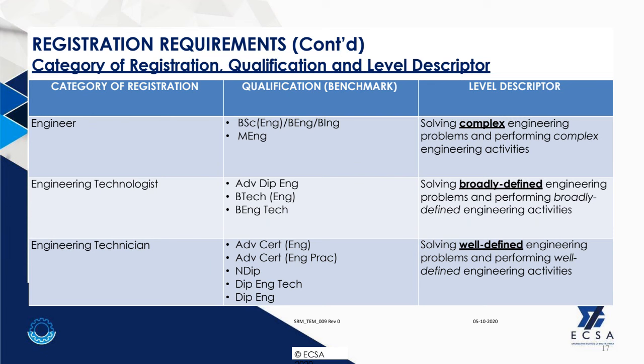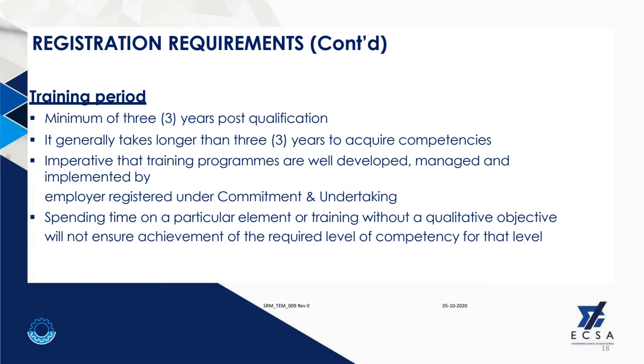So we'll define this in the coming slides in terms of what the characteristics are that define that. We spoke about the minimum training requirements as 3 years. They can also take more than 3 years to acquire those competencies. So this is not about the experience. Inside that training and experience, it's about achieving those competencies that will lead to the 11 outcomes.